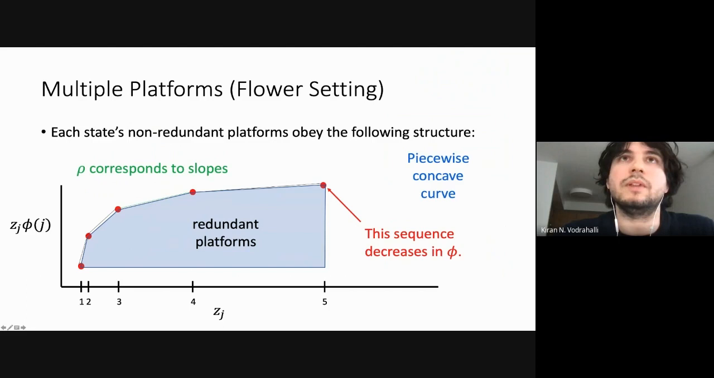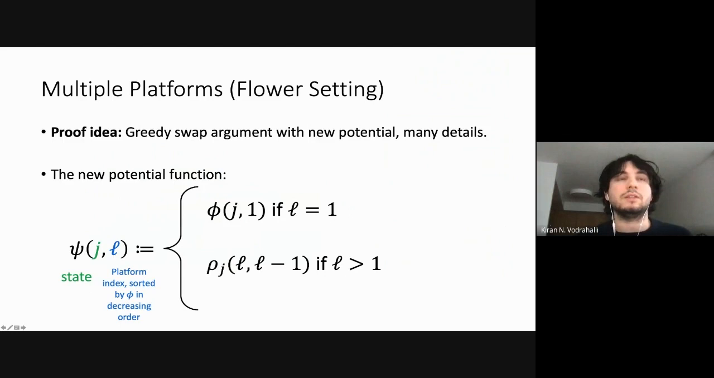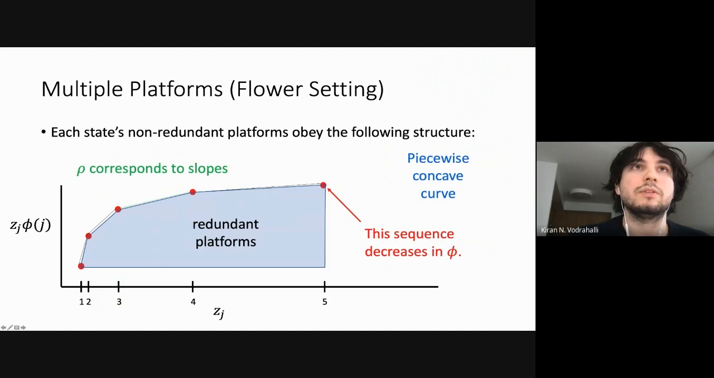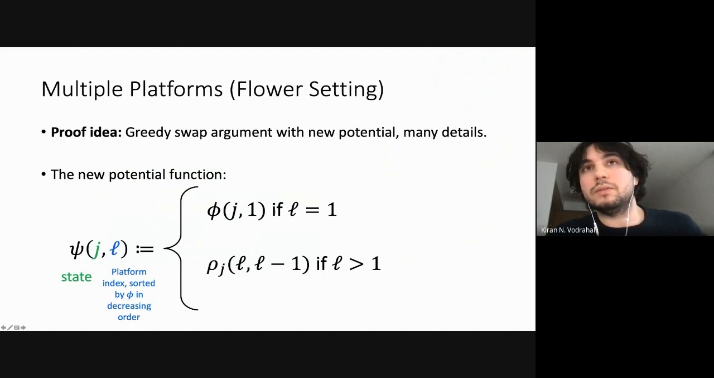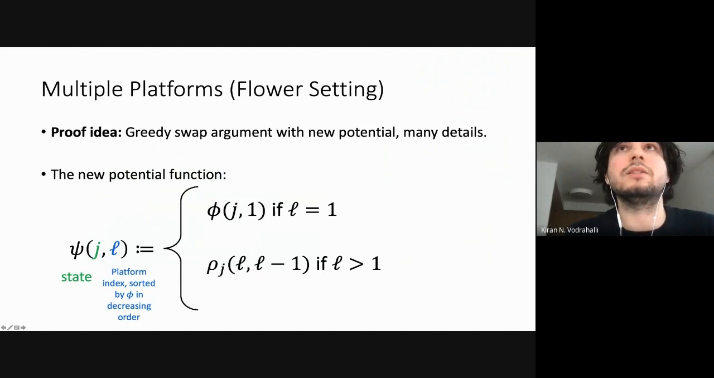Basically the greedy algorithm for the agent now is going to be almost the same as before, except now we will consider swapping platforms as we move along these points. Let me be a bit more clear. The new potential is this other function where we look at L as the index along here. So this is L equals 1, this is L equals 2, L equals 3, L equals 4, L equals 5, et cetera. If L equals 1, we just use the old potential. Now, if L is greater than 1, we're going to instead replace it with this swap potential, which again just corresponds to the slope. So the first one is this slope, and the second one is this slope.